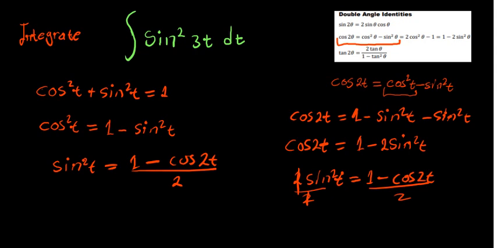Yeah, so if you observe here, what you have is not sine squared t. What you have is sine squared 3t. So what it means here is, if I have sine squared t equal to that, what could sine squared 3t be? How can we put it in short?